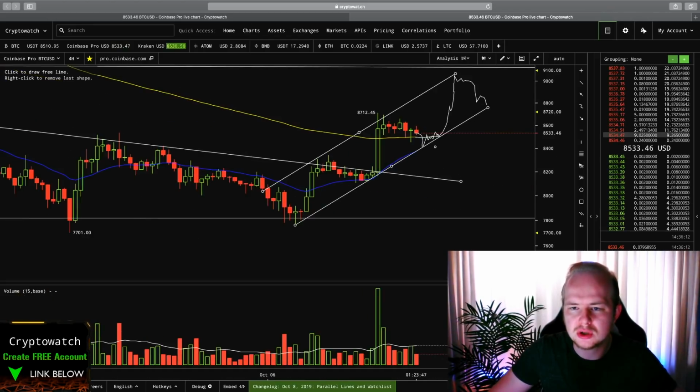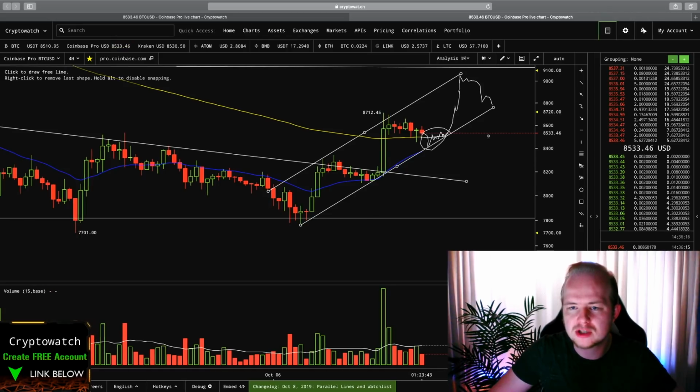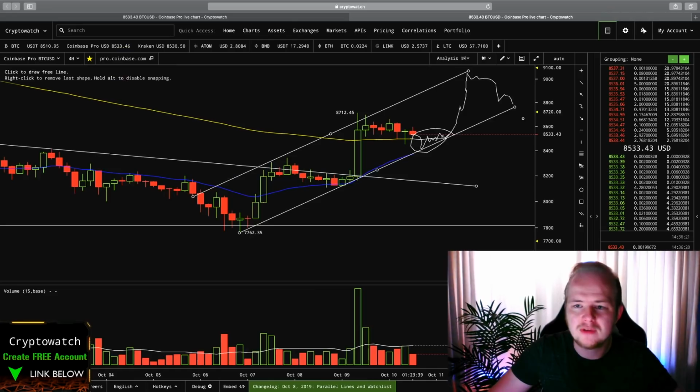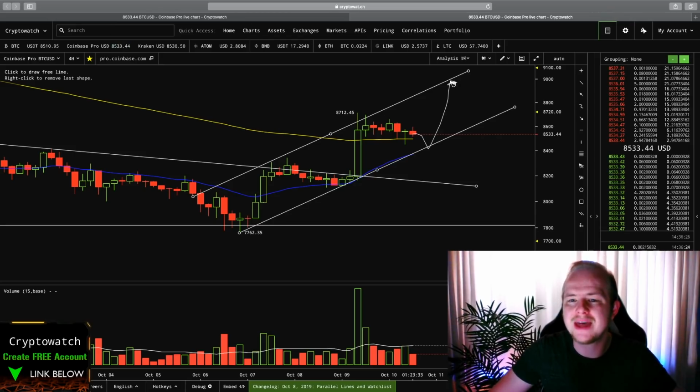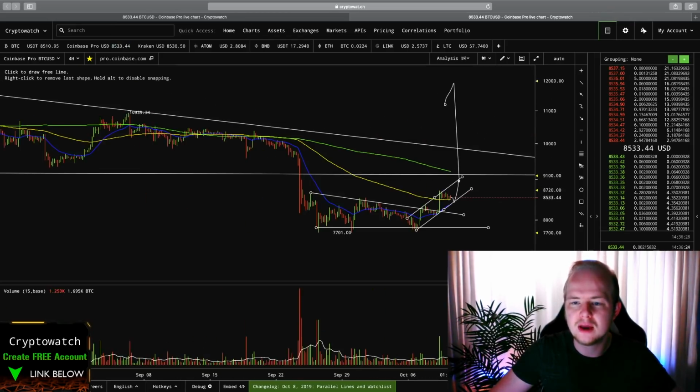Remaining within this structure, and of course, this is going to be a really critical point for the price to hold above. If you break below that, you could see a lot more sideways action. But if you hold above 8,400 and remain within this structure here, then you could be testing upwards of $9,000 on the next move to the upside.